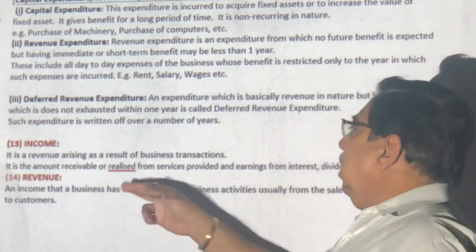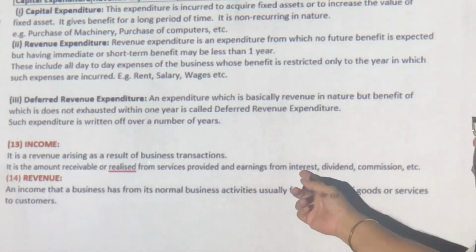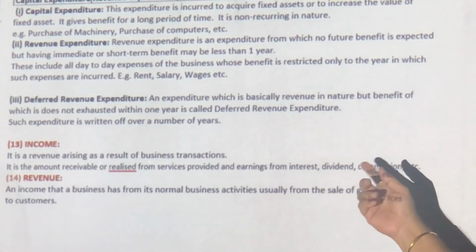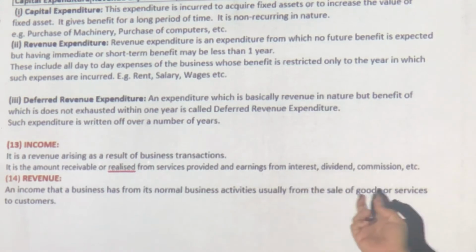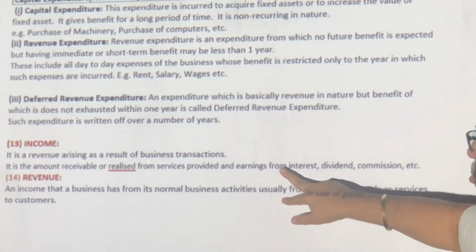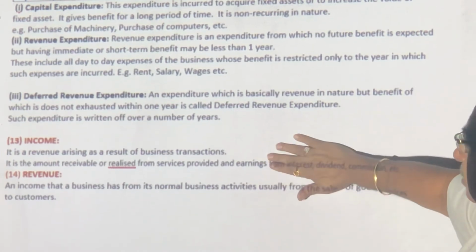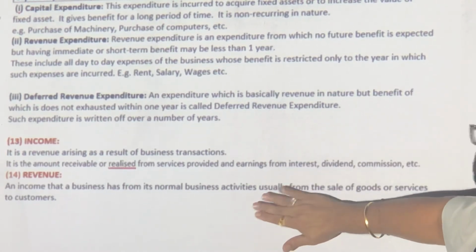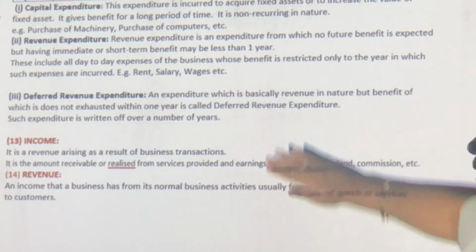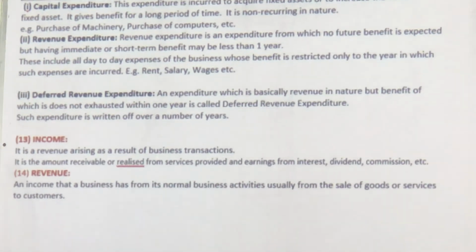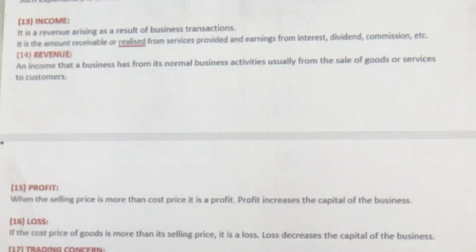Income is when amounts are coming as interest, dividend, commission, and revenue is when goods are sold. So revenue and income are two different concepts. Indirect, direct. Manufacturer, service or trader. Okay, be careful.